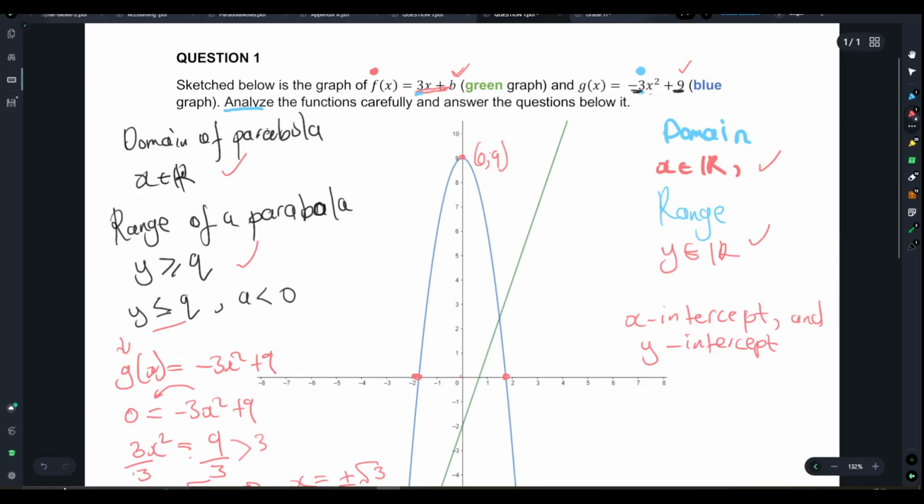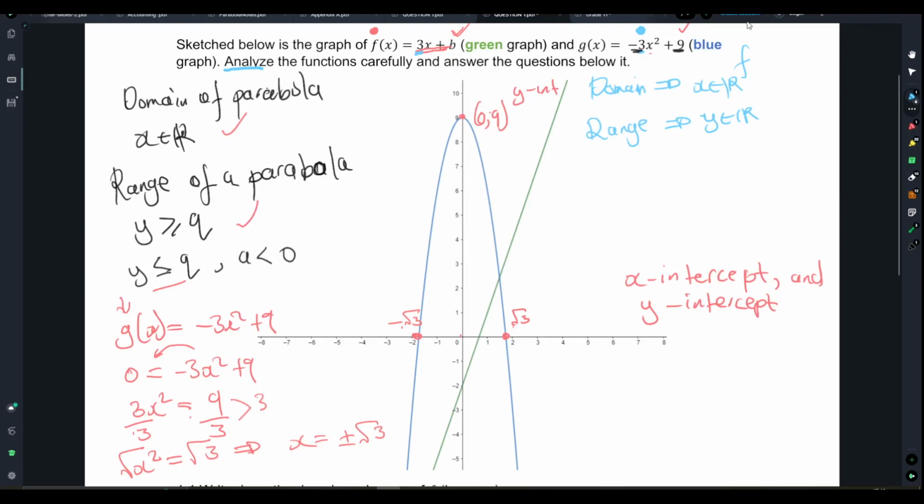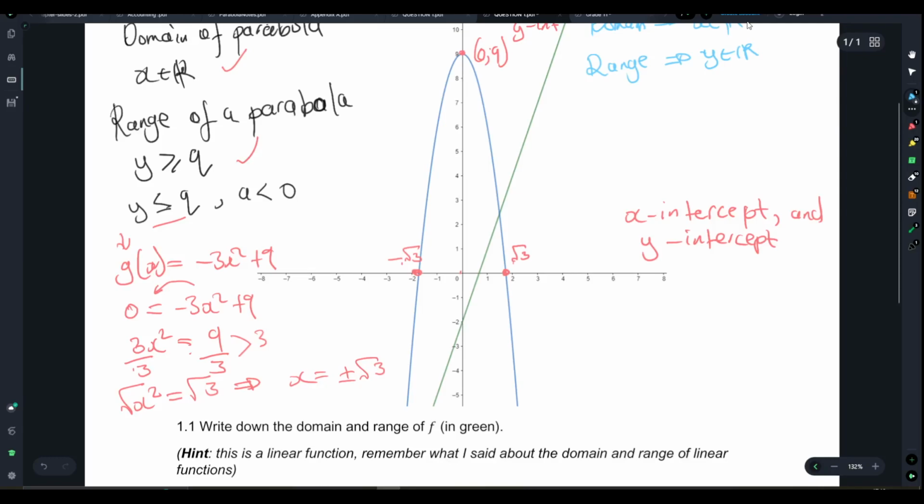Let me just write this. It's taking much space. So I've said that the domain is actually x is an element of real numbers, and the range is y is an element of real numbers. This is f. Okay, so we have found the x-intercept and the y-intercept of g.